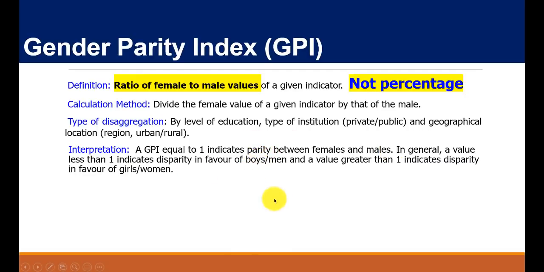Parity, don't let me go there. Parity, our staff unions in Nigeria are talking about parity, so that one is a different matter entirely.